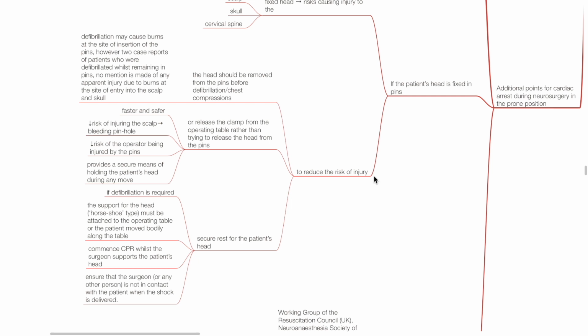The support of the head, horseshoe type, must be attached to the operation table or the patient moved bodily along the table. Commence CPR while the surgeon supports the patient's head. Ensure that the surgeon is not in contact with the patient when the shock is delivered.